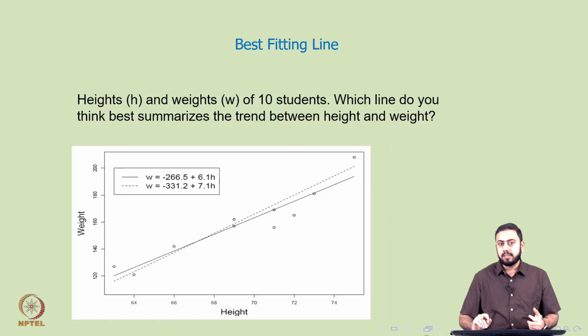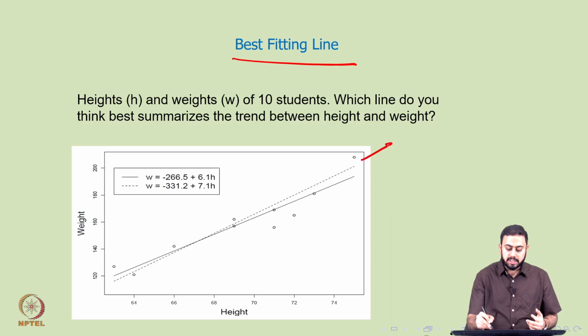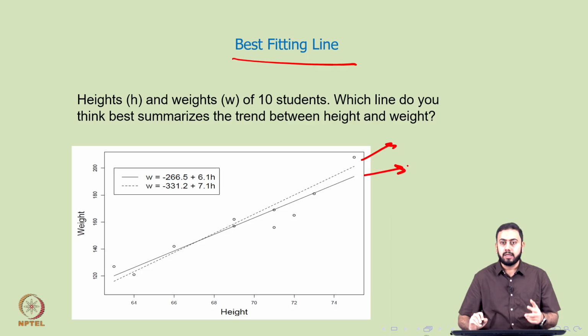Alright, so now slowly we will get into some notation and some intricacies of a regression line, and the idea here is called a best fitting line. So what do you mean by a best fitting line? Again a simple example in front of you. You have data about heights and weights of 10 students, and here you have a scatter plot, and you have a simple question to answer: which line do you think best summarizes the trend between height and weight? You have two lines here, one of them is a dashed line, the other is a solid line, and if you compare the dashed line with the solid line, which line do you think summarizes the overall scatter plot between heights and weights of 10 students?